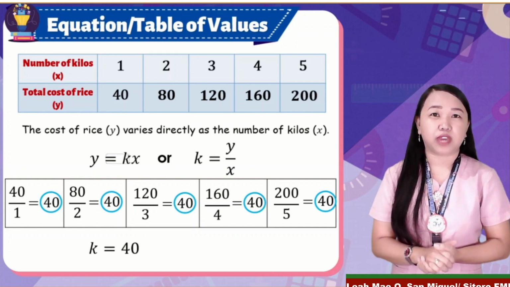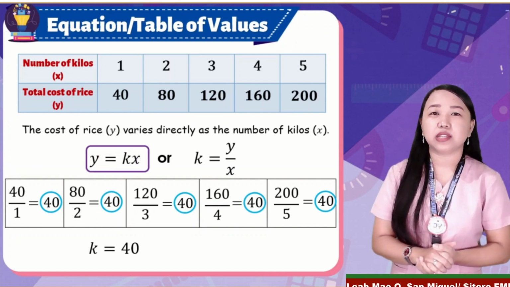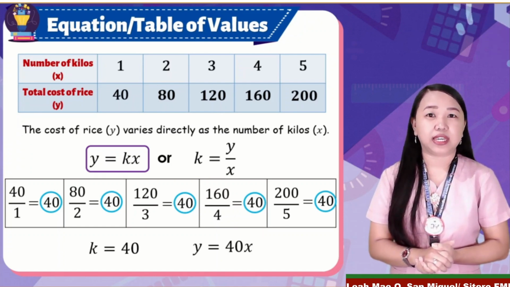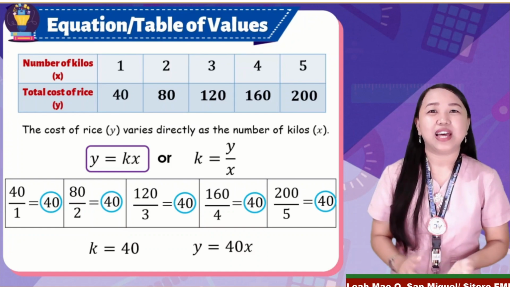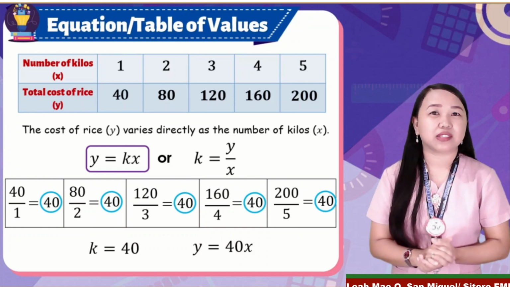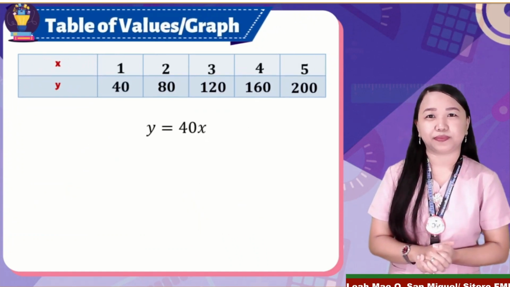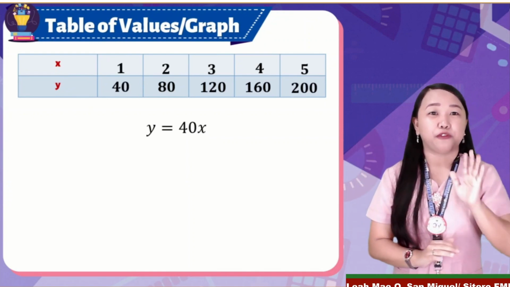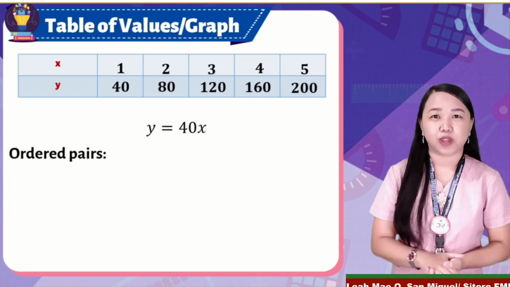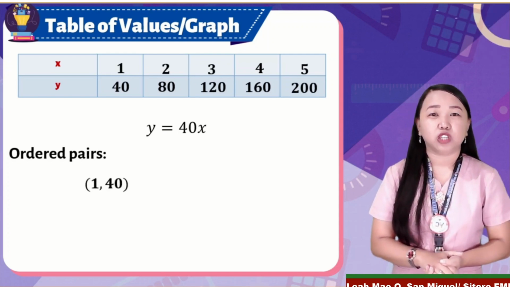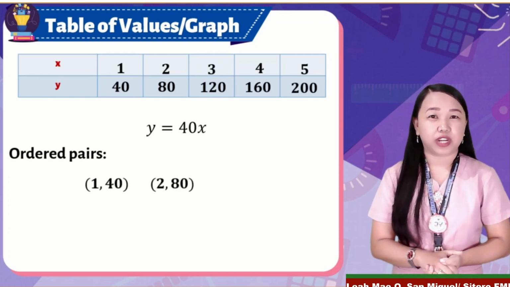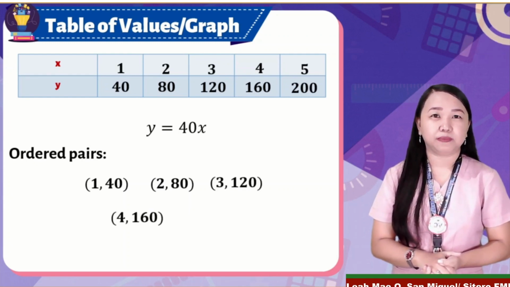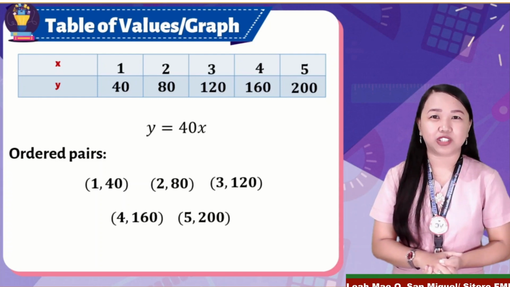Substitute the value of k. The equation that represents the table of values is y is equal to 40x. Now, let's check the kind of graph that this direct variation has. Out of this table of values, we have 5 ordered pairs: (1, 40), (2, 80), (3, 120), (4, 160), and (5, 200).